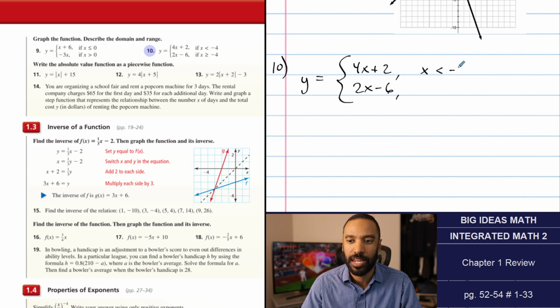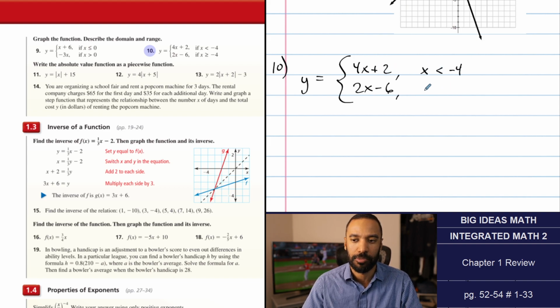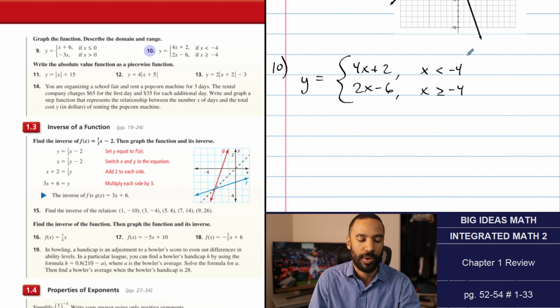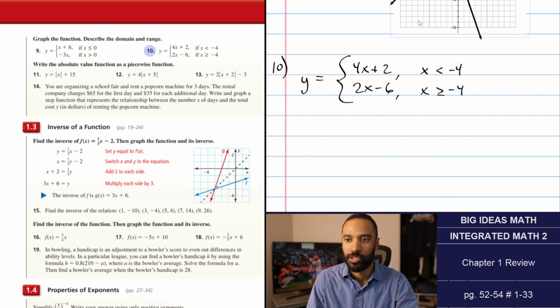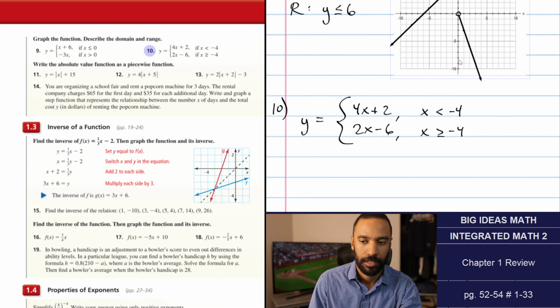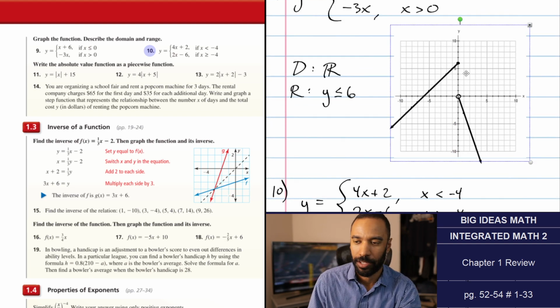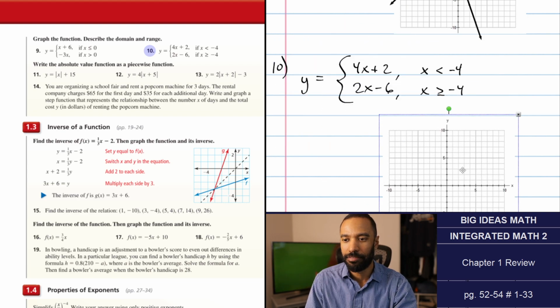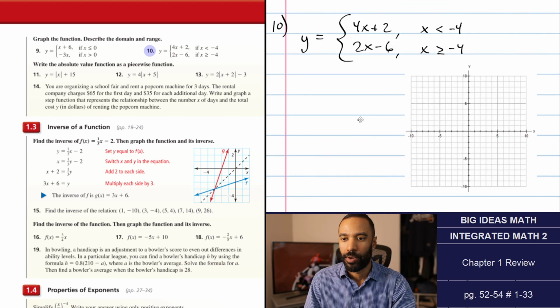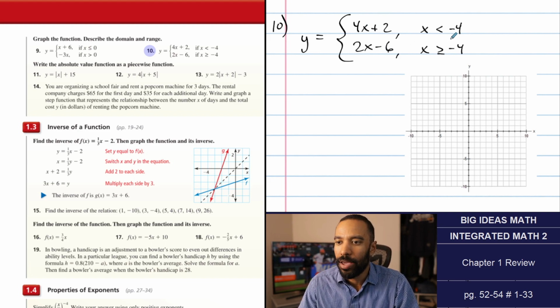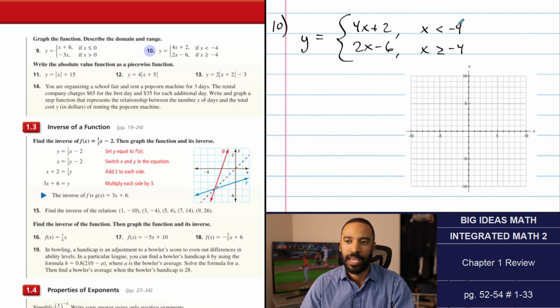So when x is less than negative 4, we're going to graph it like y equals 4x plus 2. And when x is greater than or equal to negative 4, we're going to graph it like y equals 2x minus 6. So give me a graph. I totally forgot how to, oh, there we go. We're going to go ahead and start with the first one. This time we'll do this all in black. Y equals 4x plus 2 if x is less than negative 4.